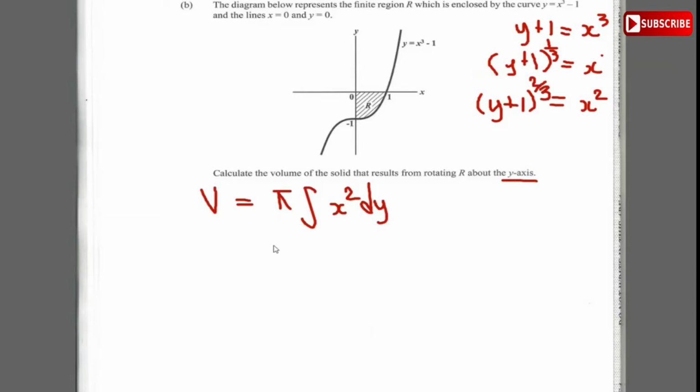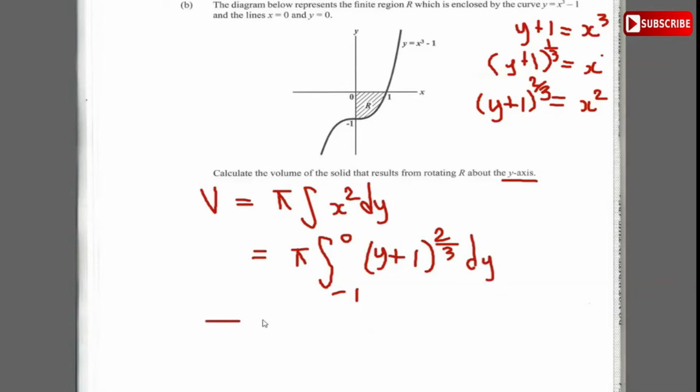All right, so that's the volume. So this volume is going to be equal to pi times the integral, the volume enclosed here is from minus 1 to 0, of (y plus 1) to the 2/3 dy. That's the volume. So let's work that out now.